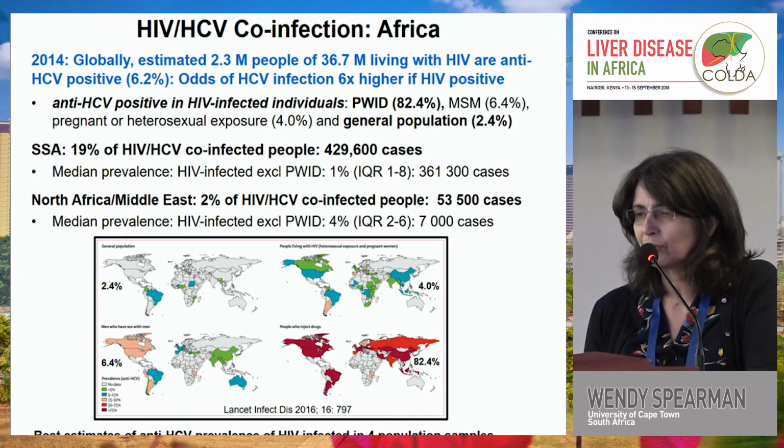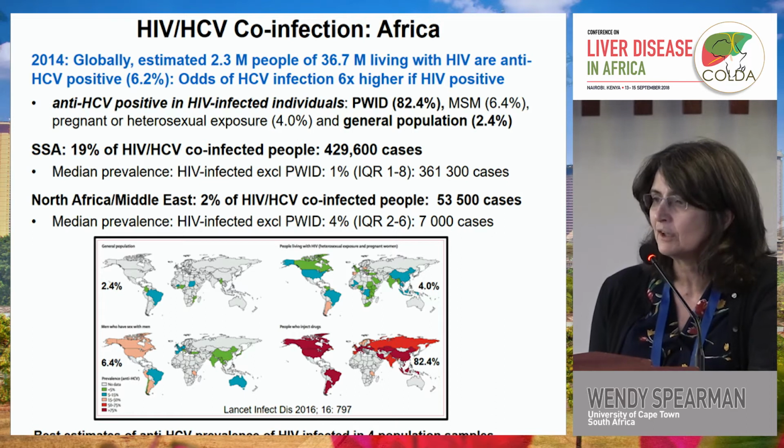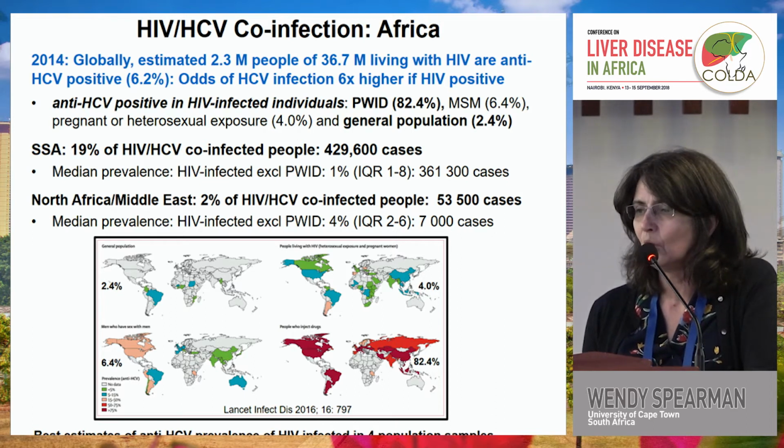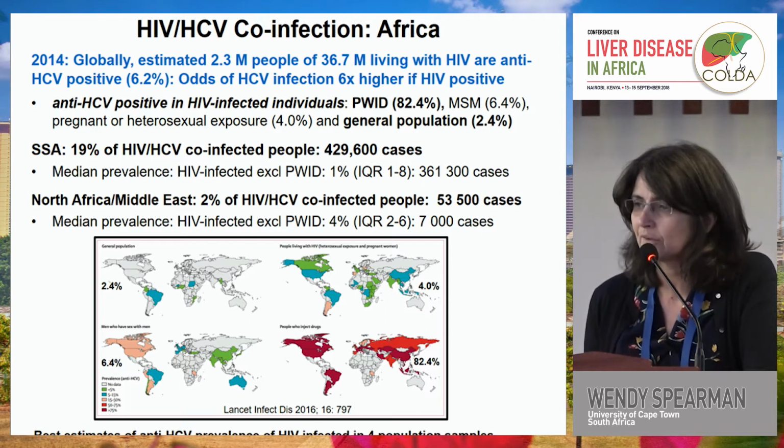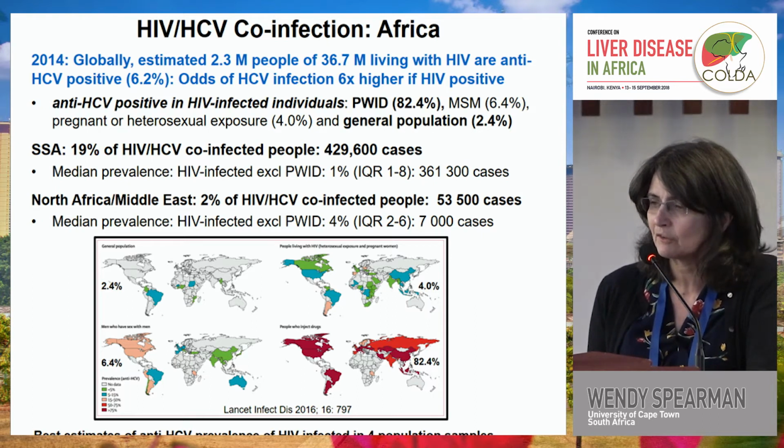If we look at co-infection with HIV and hepatitis C in sub-Saharan Africa, 19% are estimated to be co-infected, or just under 430,000 cases, with a median prevalence of HIV infection, excluding injecting drug users, of 1%, or 360,000 cases. In North Africa and Middle East, this accounts for 2% of the HIV and hepatitis C co-infected population at 53,000 cases, with a median prevalence of 4% if we exclude injecting drug users.